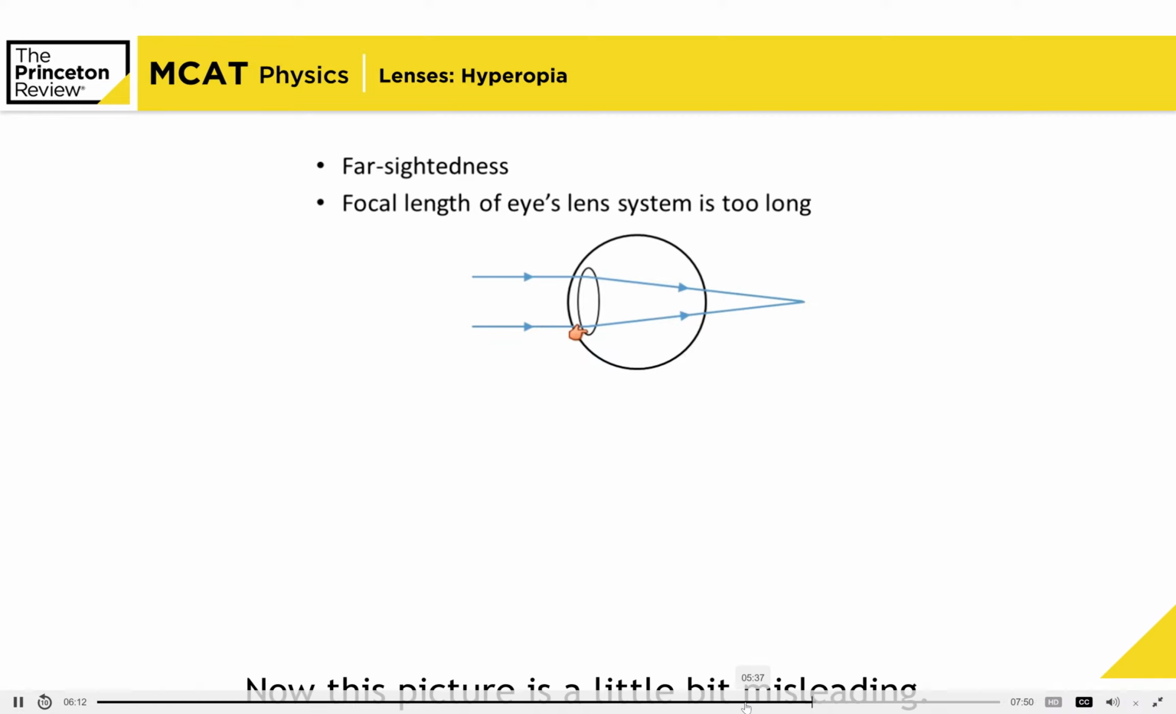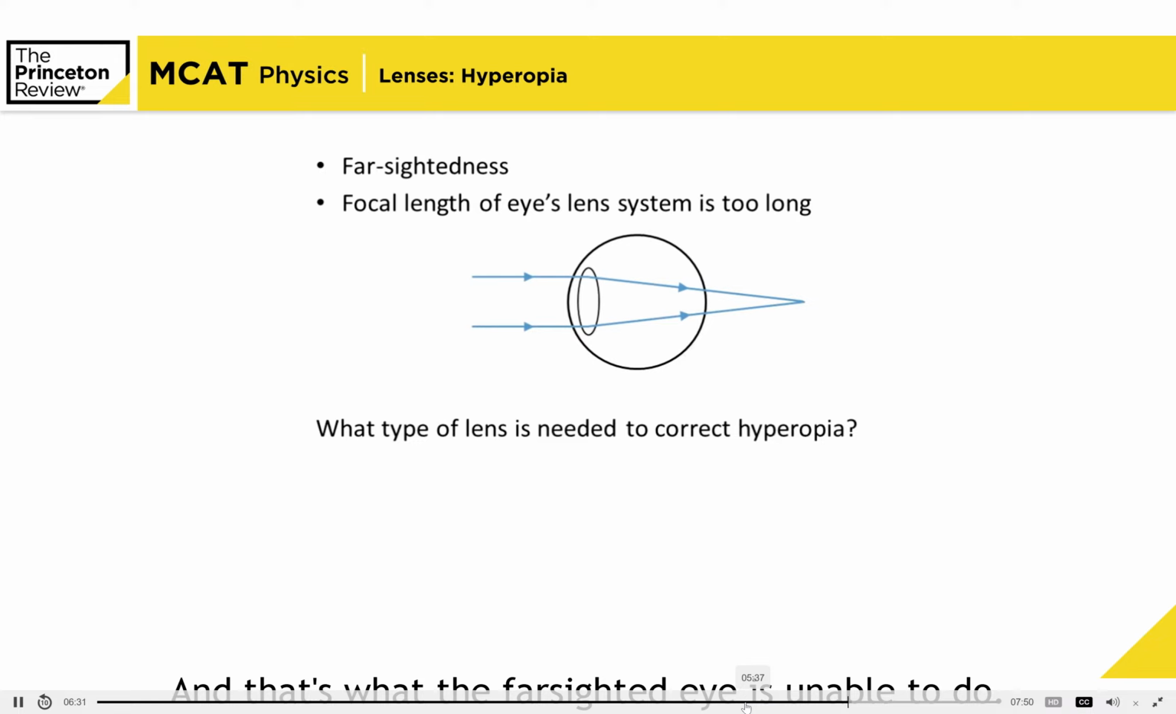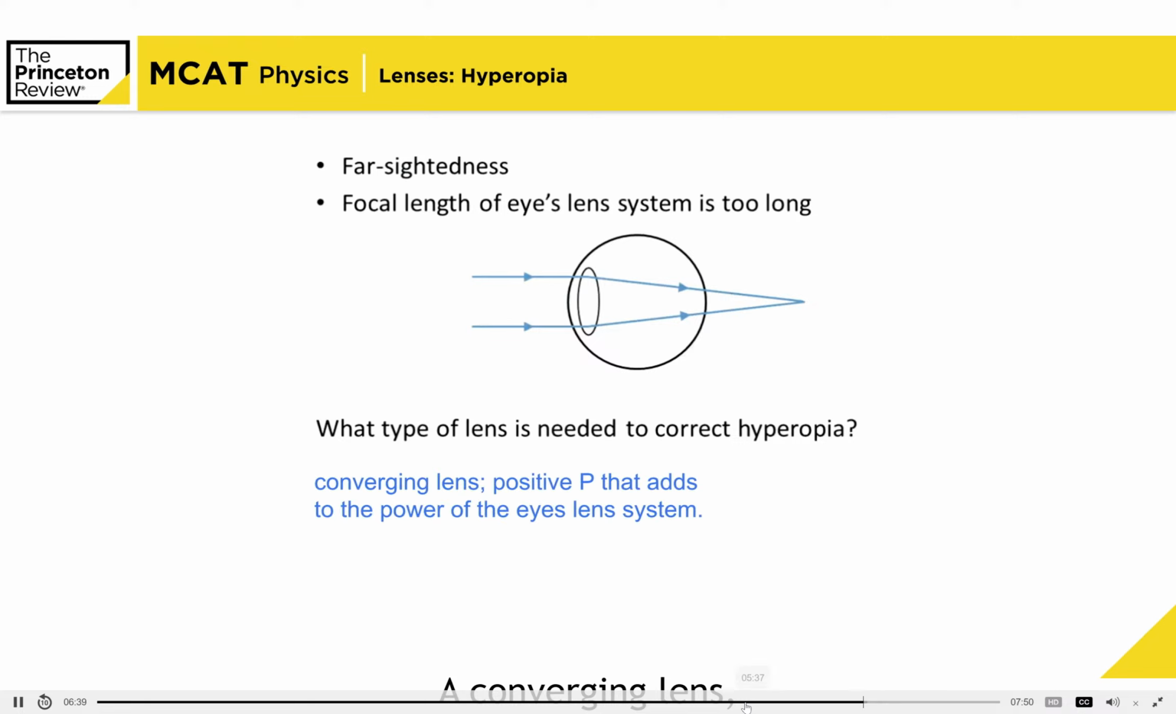Now this picture is a little bit misleading. It's done for simplification, because the problem isn't really with parallel rays, because those would more or less come into focus by the time they get to the retina, but with rays that are coming in at an angle from something closer, where you have to bend them even more to get them to focus at the retina. And that's what the far-sighted eye is unable to do. But it's enough to basically get the idea that to correct this, we need what kind of lens? A converging lens, positive power that adds to the power of the eye's lens system.